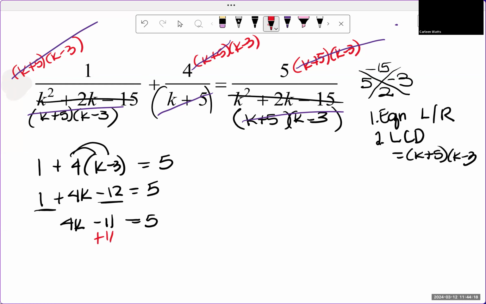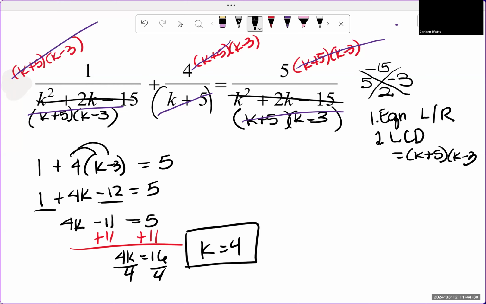Add 11. 4k is equal to 16. Divide by 4. k equals 4. Okay, kind of messy, but doable.